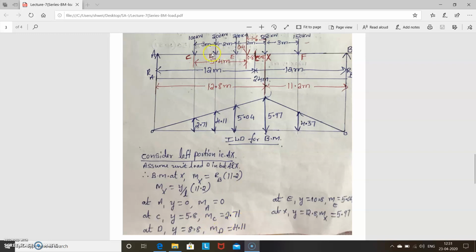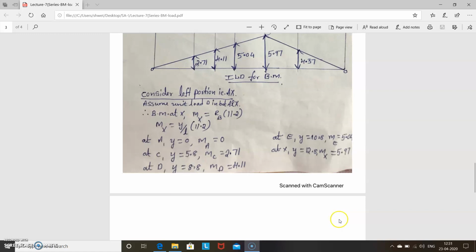Next at D. What is that? So till here 5.8 plus 3, 8.8. Then substitute in this, you get this. Next point at E. At E, what is Y? Y is equal to, till here it is 8.8, again plus 2, 10.8. So you get ME is equal to 5.04. Next point is at X. What is that? Y is equal to full 12.8. So if you substitute in this, you get 5.97. So left portion is done.